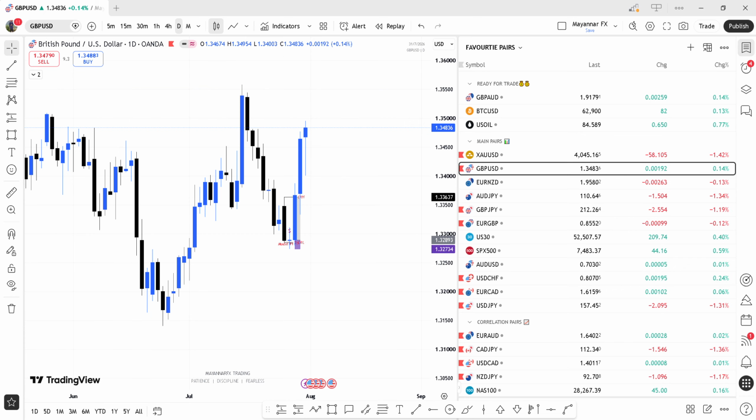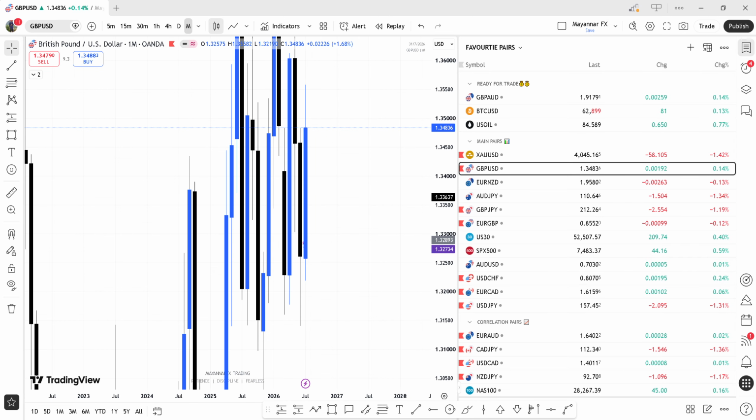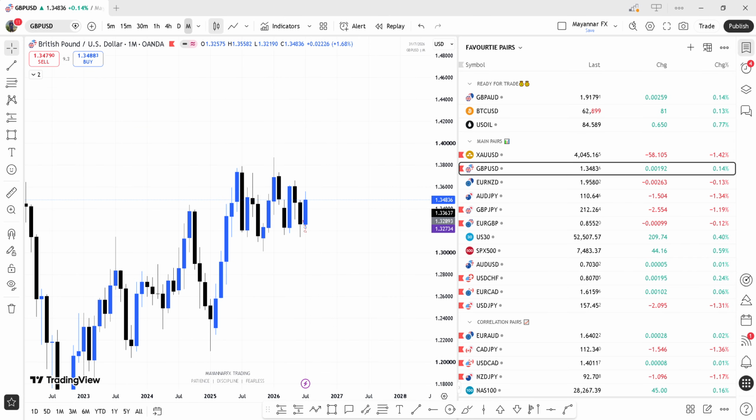Okay, we are on a monthly time frame. We're kind of bullish, if you get me. We are bullish on the monthly time frame. You see, this is the last low of the market. This is the last high. We have not created any low or any high yet. So currently we're still bullish. No matter what the market is doing, we're bullish.